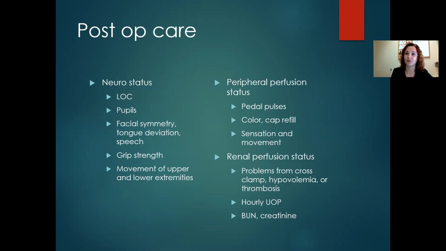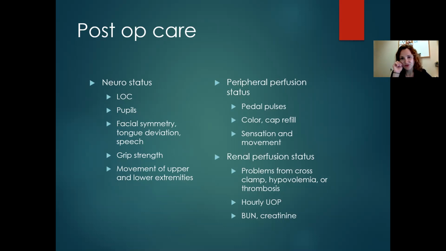So in order to check for the risk for stroke, we're going to monitor their neurostatus, their level of consciousness, pupillary reaction, facial symmetry, tongue deviation, speech quality, grip strength, and compare that symmetry to the other side. Movement of upper and lower extremities, peripheral perfusion status, we'll be checking pedal pulses, the color and cap refill of our skin, sensation and movement.